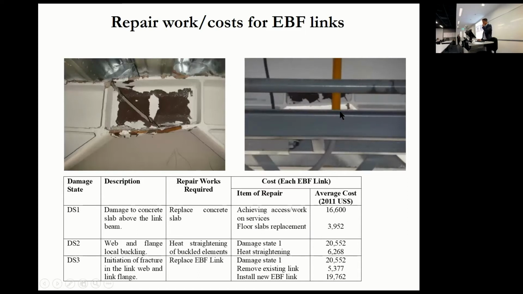So to repair that link, they have to get access and actually remove and replace, so they have to replace the concrete slab, they have to reroute the non-structural elements and look at the cost of that. So our first damage state, about $20,000 to repair an EBF link for damage state 1, of which $16,000 is the cost associated with removing or moving our non-structural elements. And of course that cost is expected in some of those higher damage states as well.